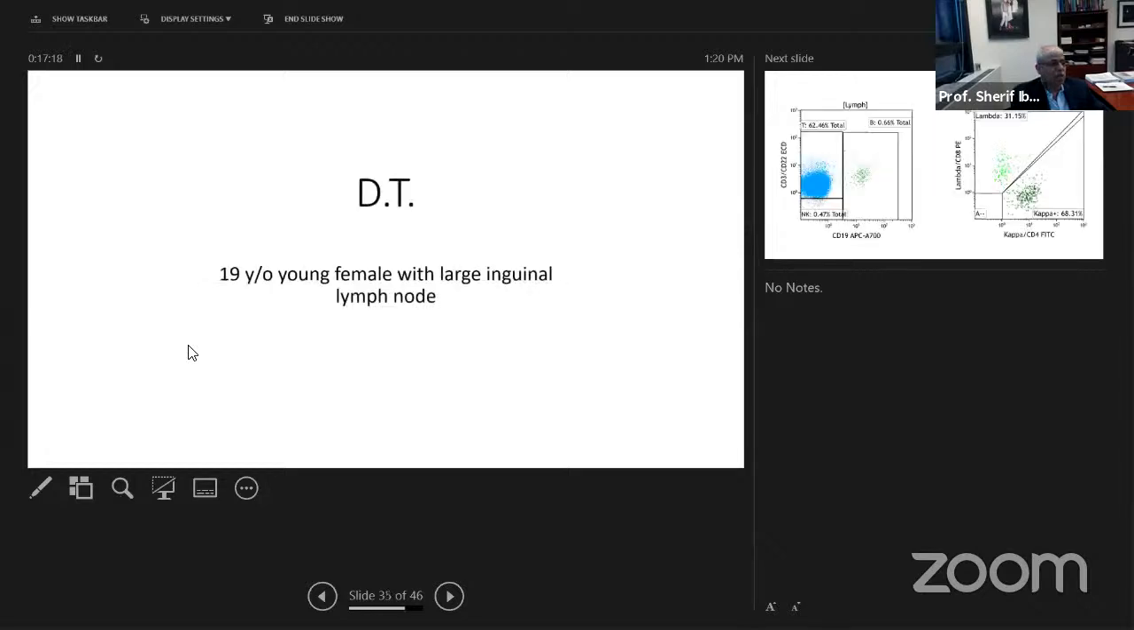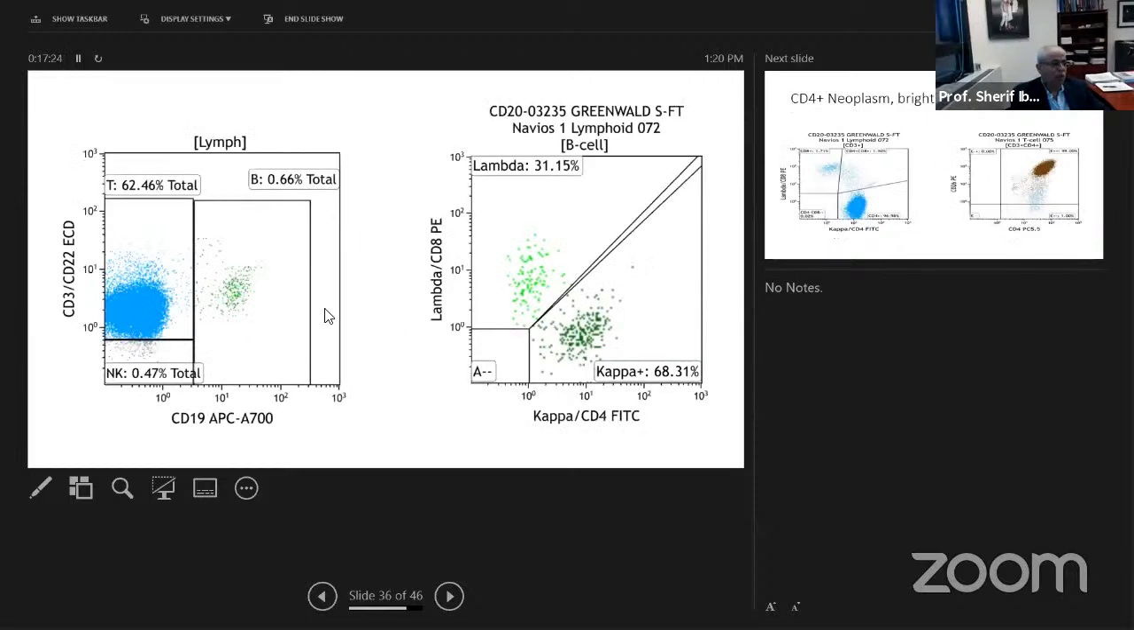I'm going to switch gear now for a different kind of lymphoma. A 19-year-old young female with a large inguinal lymph node. We got a biopsy. The flow showed very few B cells, CD19 positive. The vast majority of the cells are T cells, CD3 positive. And if you look at kappa versus lambda, cells are divided, kappa and lambda, so it's polyclonal.